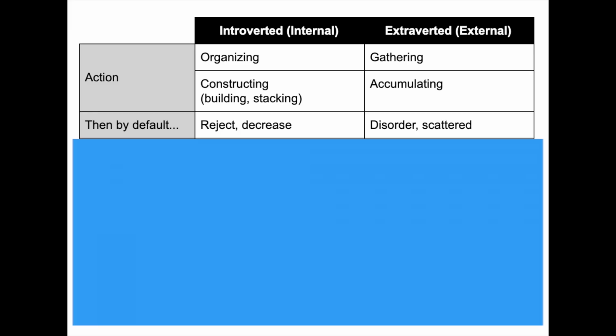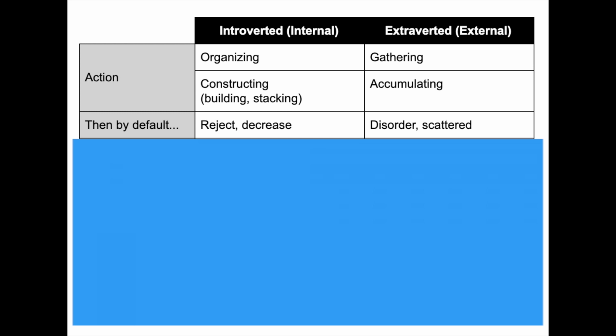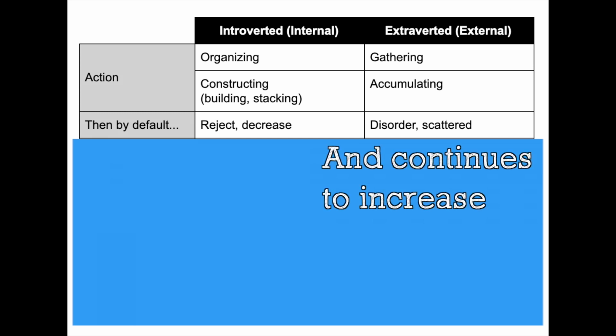So because of that, the introverted function will reject new things, possibly reject outside things, and therefore decrease what it is bringing into the consciousness, but then also decrease even still the items that are in the consciousness and then whittle it down even further. For the extroverted function, by default, because it is accumulating and not creating order, what happens is more of a disorder type feel, a more scattered type feel.